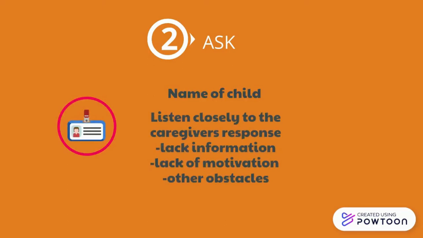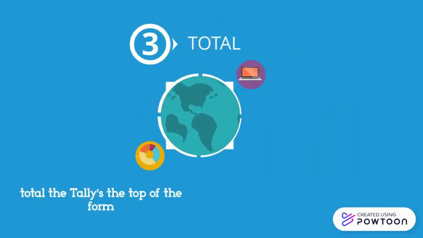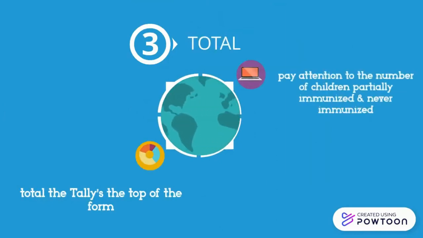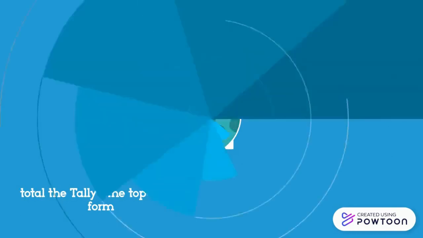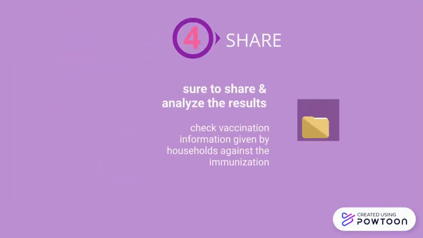Find out why a child was not fully immunized, ask the name of the child, and listen closely to the caregiver's response about the lack of immunization. Next step is totaling the result. Total the tally you kept at the top of the form and pay attention to the number of children who are partially immunized and never immunized. Sharing information. When you have completed a survey, be sure to share and analyze the result. First, check vaccination information given by household against the immunization register.